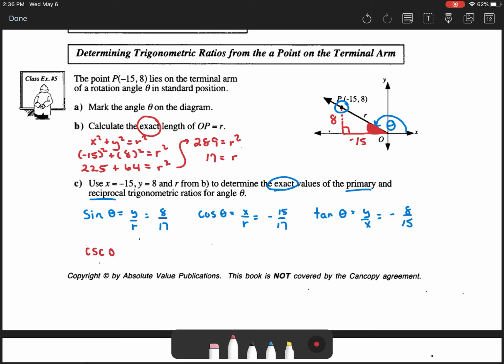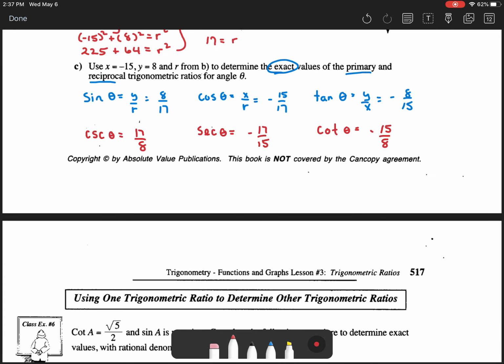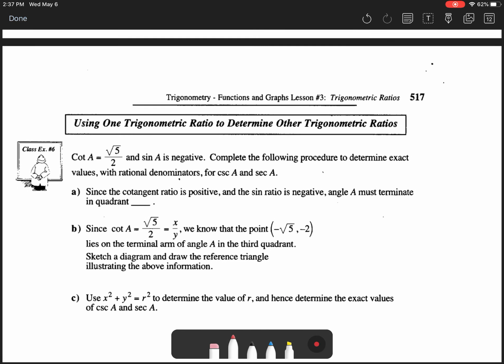The reciprocal of sine is cosecant. So cosecant of theta would be 1 over 17 over 8, 8 over 17, which is 17 over 8. For cosine, it's secant, which would be 1 over negative 15 over 17, which will be still negative, but 17 over 15. And the reciprocal of tangent is cotangent, which would be 1 over negative 8 over 15. So that would be negative and then 15 over 8. Okay, so there are your 6 ratios, primary and reciprocal, for that specific example.